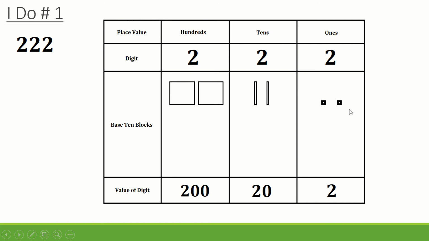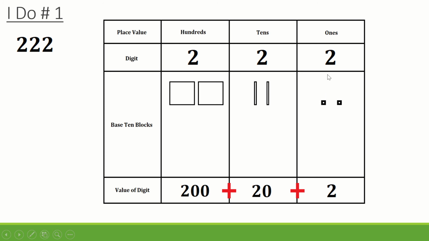Now, just for fun, I could put a plus sign between my 200 and my 20 right here, and my 20 and my 2 right here. And what I have just done is represented this number in expanded form. So we have 222 in standard form right here, in model form right here, but then we also have it in expanded form.